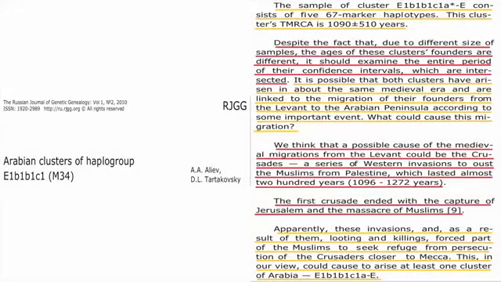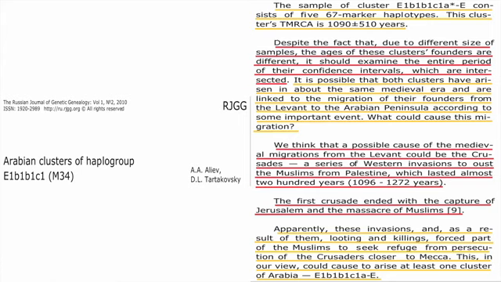The sample of cluster E1B1C1A-E consists of 567 marker haplotypes. This cluster's TMRCA is 1090 plus or minus 510 years. Due to different sizes of samples, the ages of these clusters' founders are different. It should examine the entire period of their confidence intervals, which intersect. It is possible that both clusters arose in about the same medieval era and are linked to the migration of their founders from the Levant to the Arabian Peninsula, according to some important event.